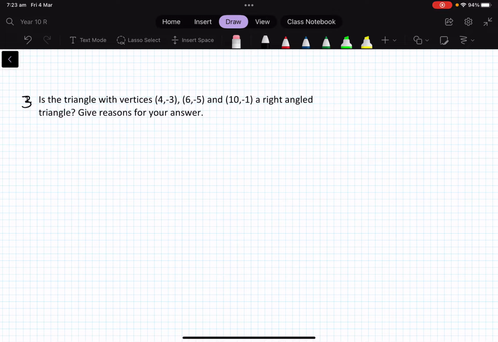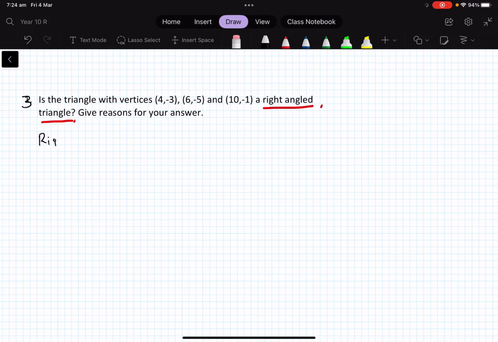Okay, quick example number 3. Still on the 4th of March. This is just another type of question. This is focused on gradient, and you'll see why. Because the question is asking, is the triangle with vertices (4, -3), (6, -5), and (10, -1) a right-angled triangle? Now, as we've been looking at the last few days, a right-angled triangle has one right angle in it, as the name suggests.